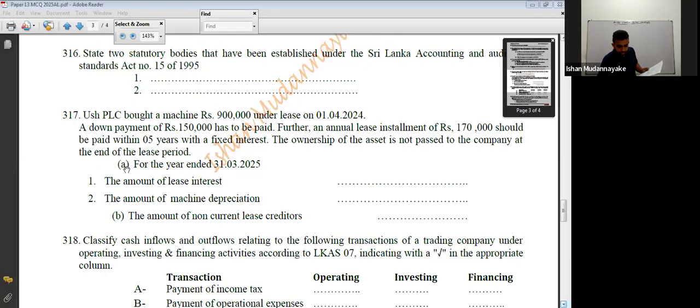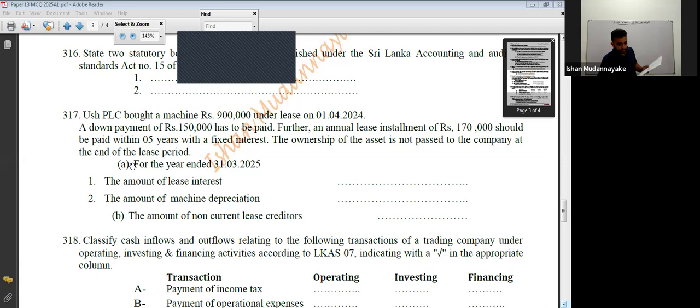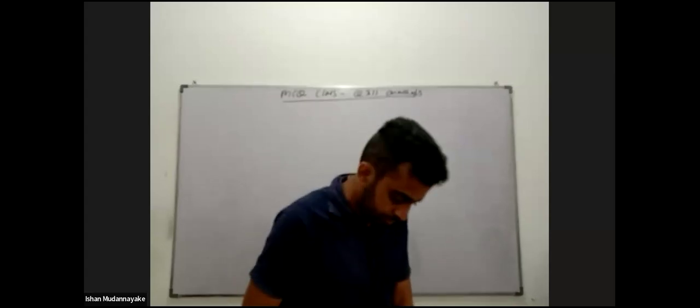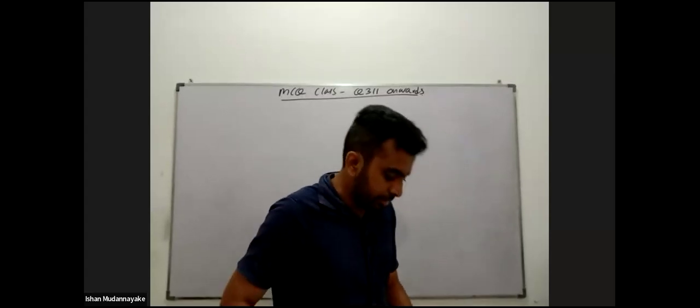For the year 2025: first one, the amount of lease interest. Second one, the amount of machine depreciation. Third one, the amount of non-current lease creditors. Right, now another one.